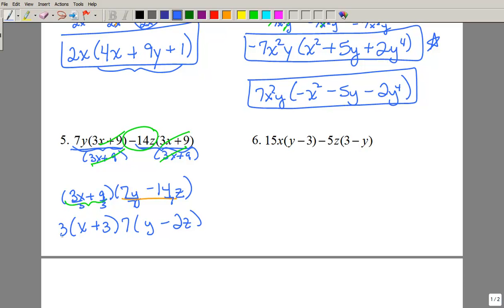Usually we don't see this 3 and 7 separated. So let's go ahead and multiply that together and make that 21. And let's just write down the other factors. So that's one way to work that problem.